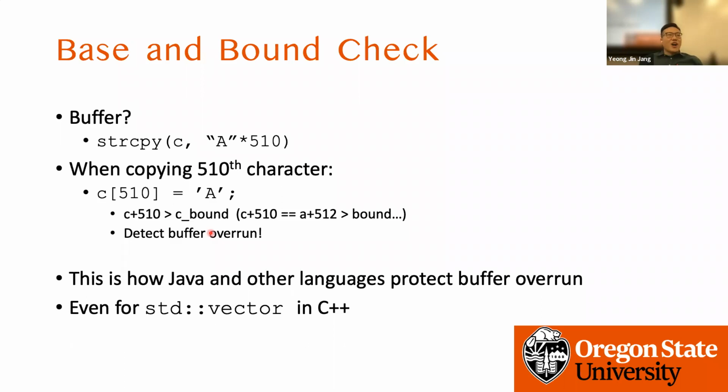And this is actually how Java, Python, and some other memory safe languages protect against buffer overrun. These techniques are doing the same thing at the C and C++ level. And if you're familiar with the C++ standard template library, there are data structures like vector and set that manage memory safety, and these are all doing this kind of check internally.